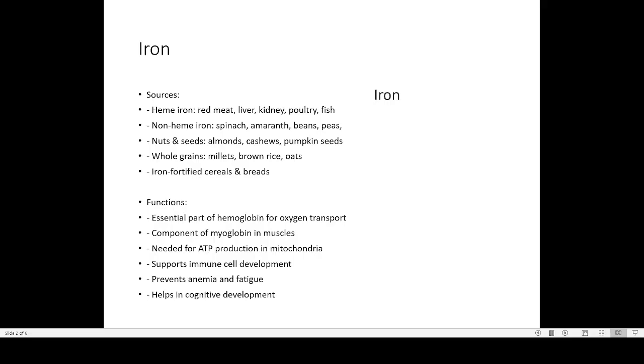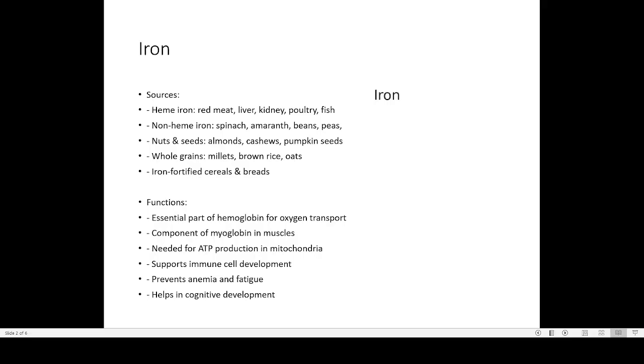For example, our muscle is undergoing contraction because ATP is produced by the cells. So ATP is needed. Then for immune cell development also iron is needed. So this is another function. The presence of iron prevents anemia. Anemia mainly means a lower amount of hemoglobin.